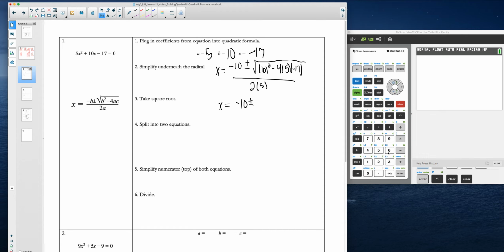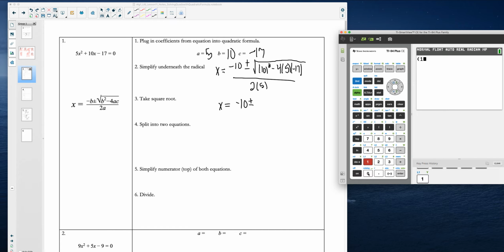Now we want to come right over to our calculator and type it just like it looks. So 10 squared minus, and make sure you hit the minus sign, not the negative sign, 4a, and then c. Now this is negative 17, so this is when we want to use that negative symbol. And be sure to include your parentheses. That really helps with the calculator. And so we get the square root of 440.